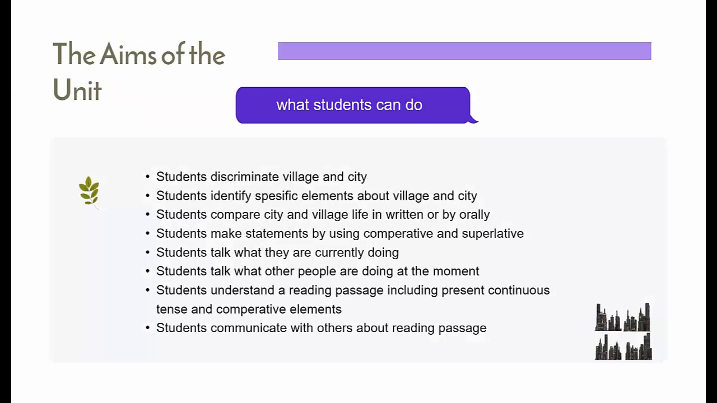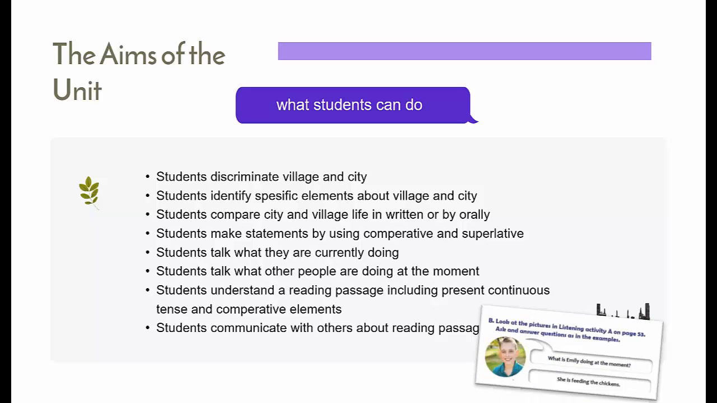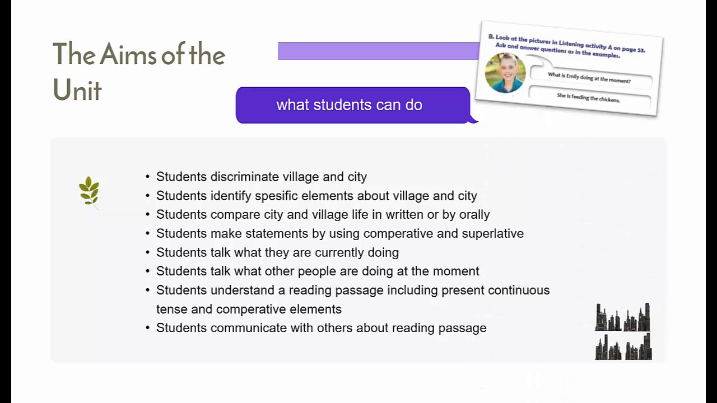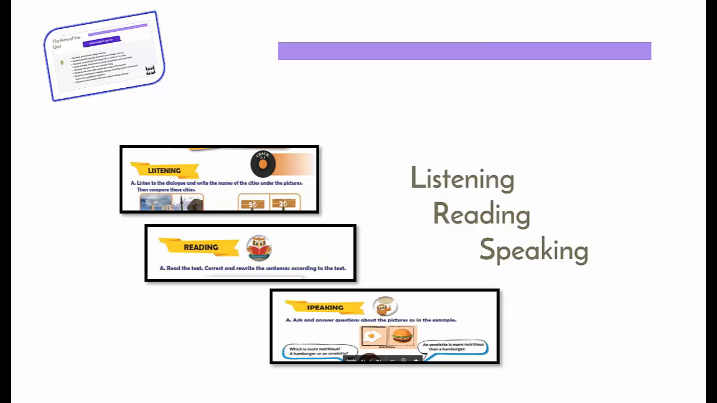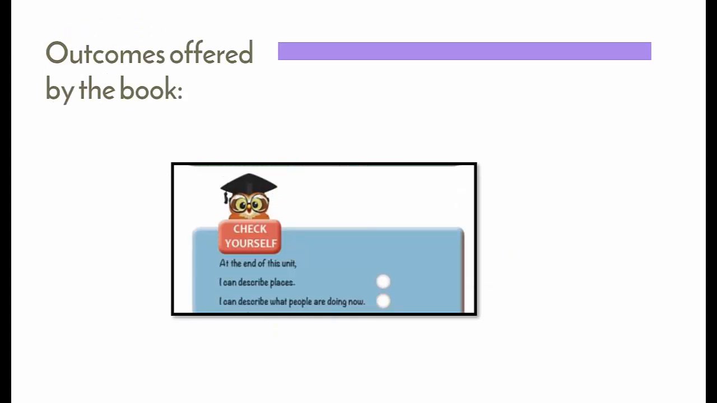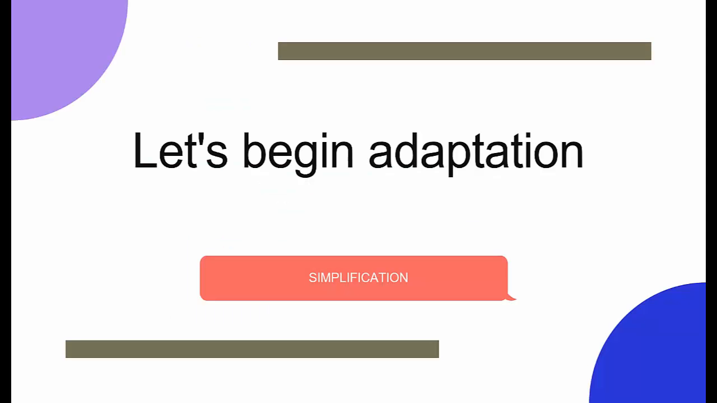This unit targets that students can speak about the present and they can make comparisons easily. In addition to this, after learning grammatical elements, students can read, speak, and listen by using these at the same time. As to other outcomes offered by the book, they can describe places, and they can describe what people are doing now. Let's begin adaptation. I will start with simplification.